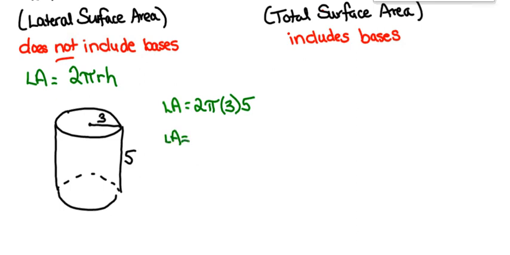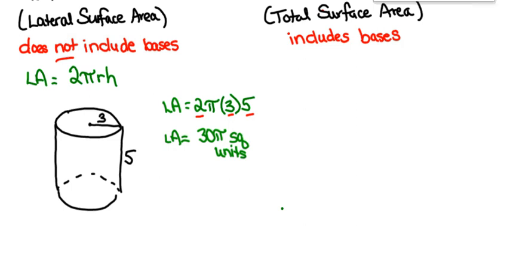So now I'm going to multiply the 2 times the 3 times the 5, or in other words, 30. I haven't multiplied times pi yet, so pi is still in there. And again, just to keep things simple, I'm going to leave this right in terms of pi. I'm not going to do any kind of rounding. So the lateral area for this cylinder is 30 pi square units.